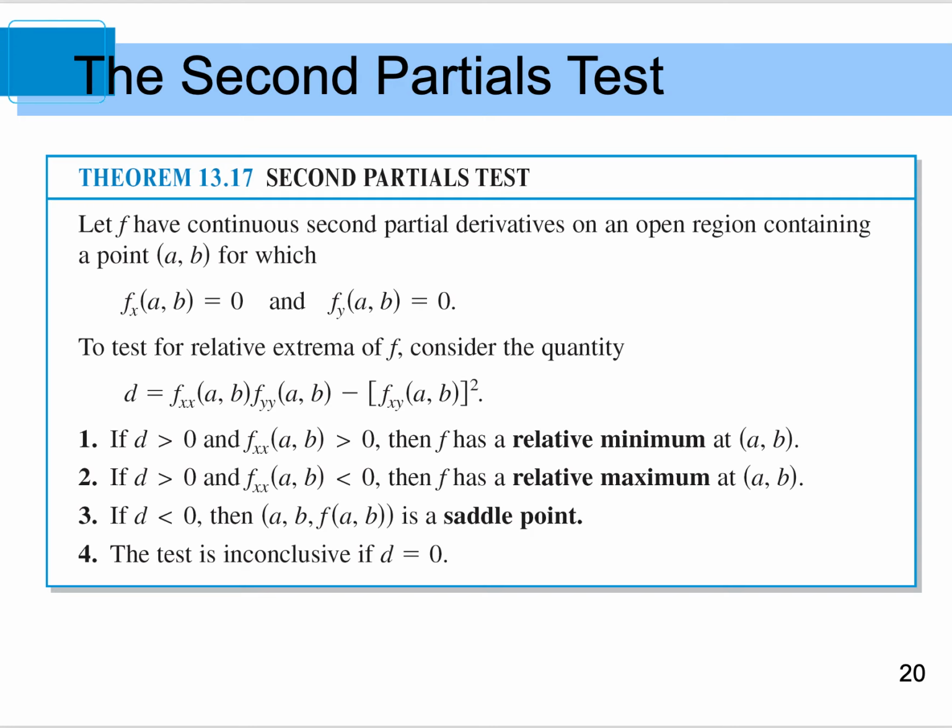So if I have the second partials test, this looks just like calculus 1. If D is greater than 0 and f_xx is greater than 0, it's a minimum. If D is greater than 0 and f_xx is less than 0, it's a maximum. And if D is less than 0, then it's what we call a saddle point. And then if D is 0, it's inconclusive.